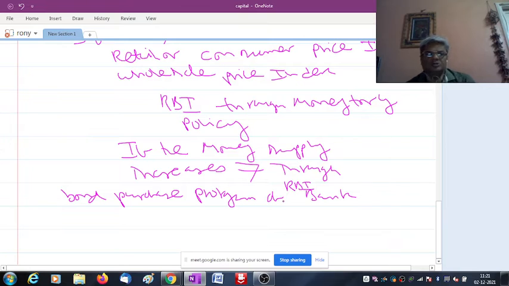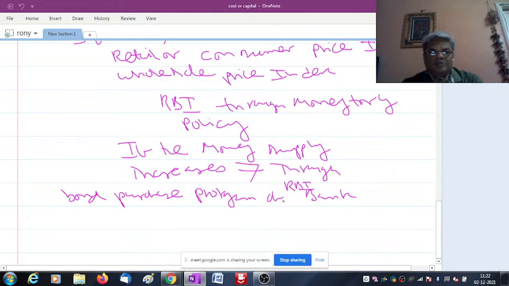Sir, basically, sir, RBI controls this inflation, sir, by supplying money in the market, sir. When he supplies more money in the market, then definitely the price of goods is rising. Not correct. Let me finish.